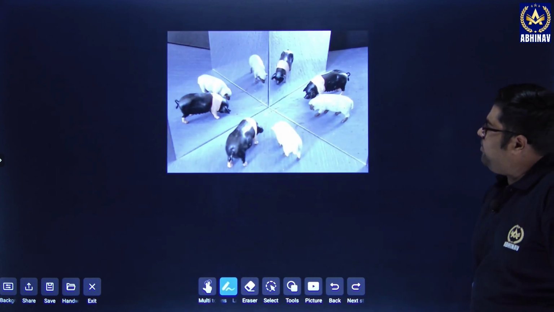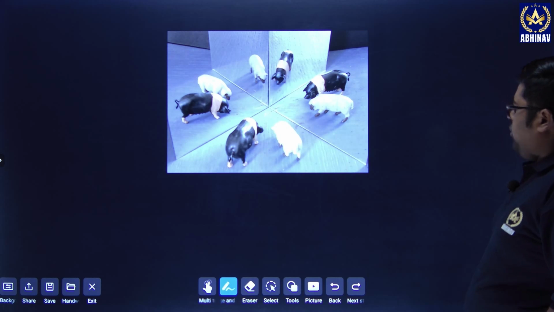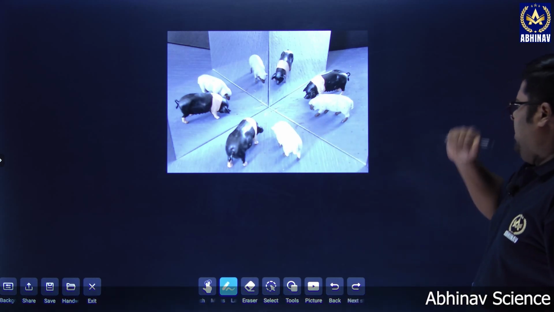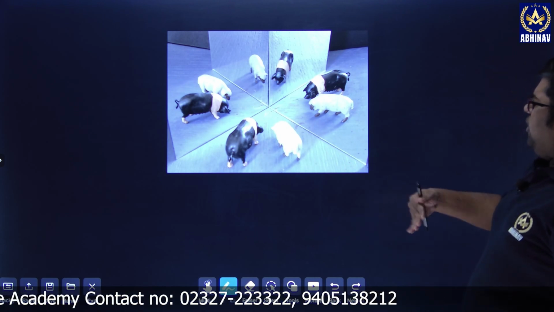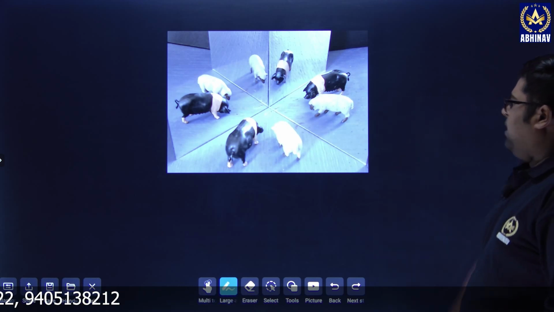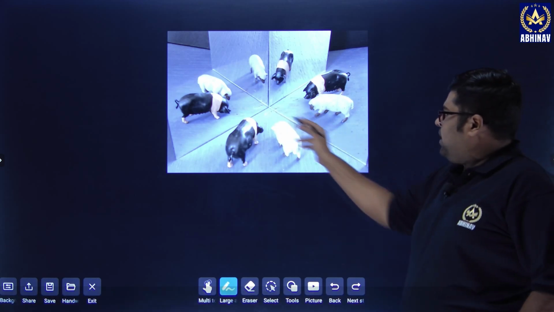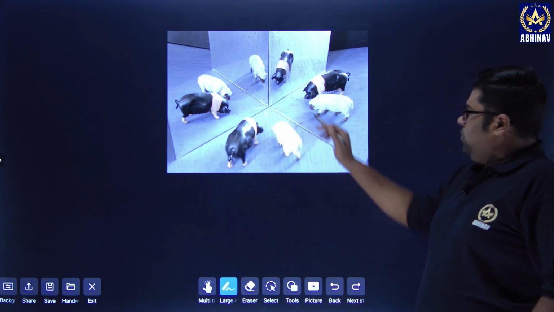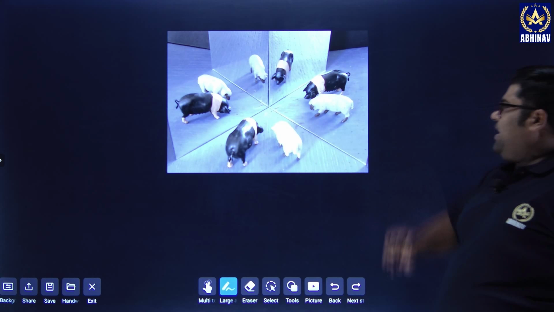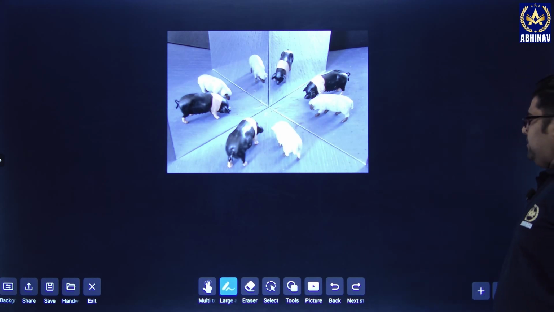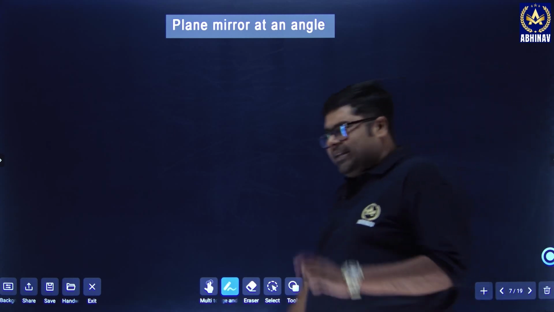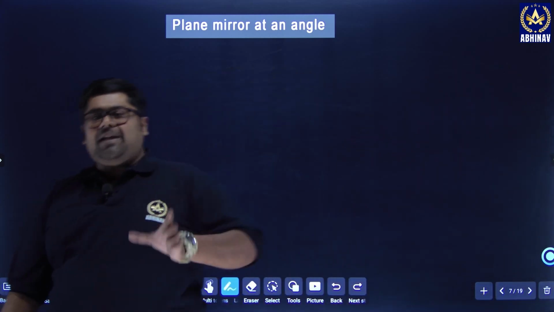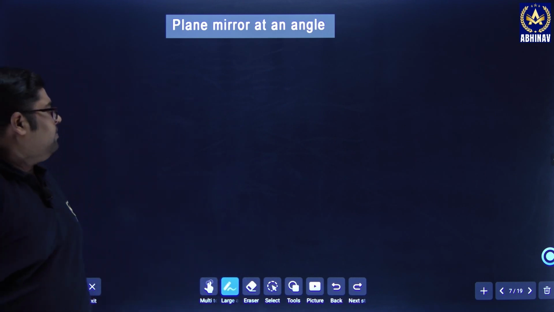Okay, we have a cute example here. Two animals are just standing there on the floor in a corner of a room and two plane mirrors are arranged. As you can see, two plane mirrors are arranged at an angle of 90 degrees. So 1, 2 and 3 images are seen of those animals. So how does it happen? How does it take place? So let us see how to find the number of images formed by plane mirrors kept at some angle.